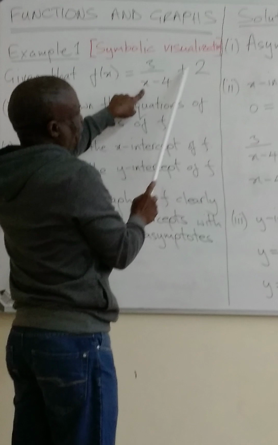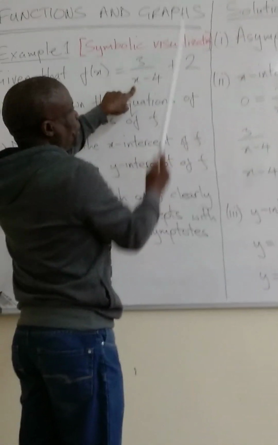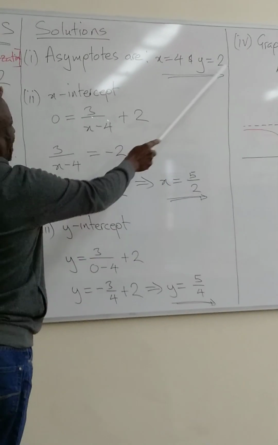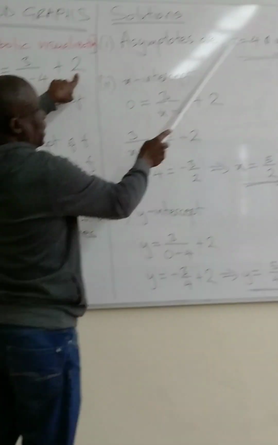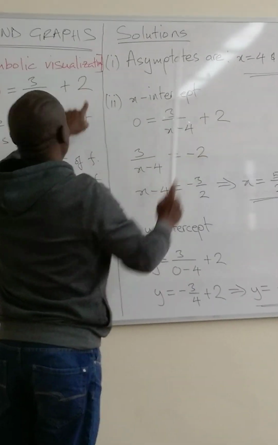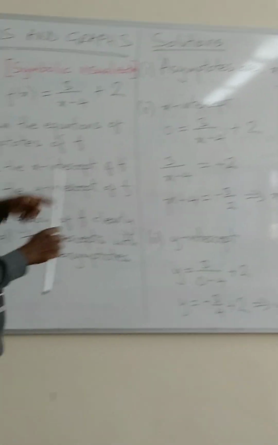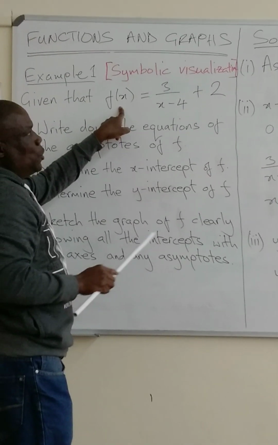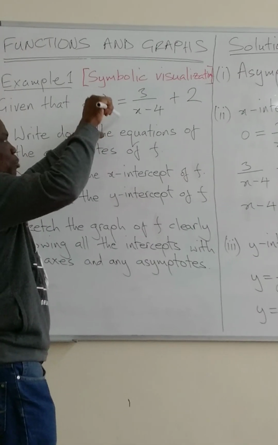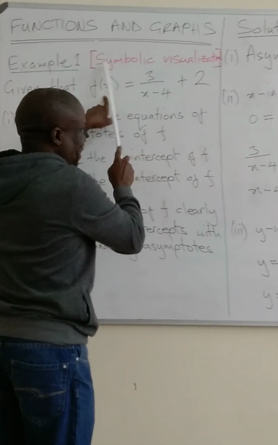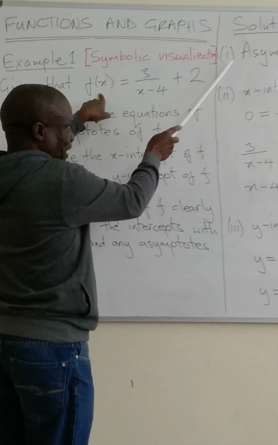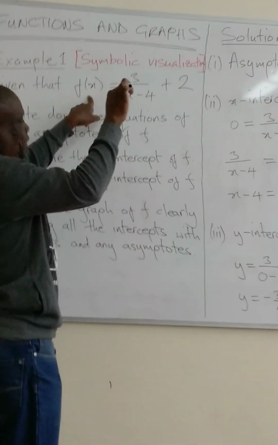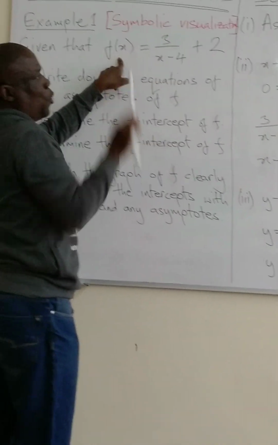And then in the function, there is a plus 2, which means the graph shifts by 2 units along the y-axis. That means that plus 2 becomes our y-asymptote. So our two asymptotes are x is equal to 4 and y is equal to 2. And we have determined these asymptotes by reading information from the function itself in symbolic form. So when we are reading information from the function in symbolic form, we call that process symbolic visualization. So in deriving asymptotes for part 1, we are applying symbolic visualization, because we derive or read information from the function itself in symbolic form.